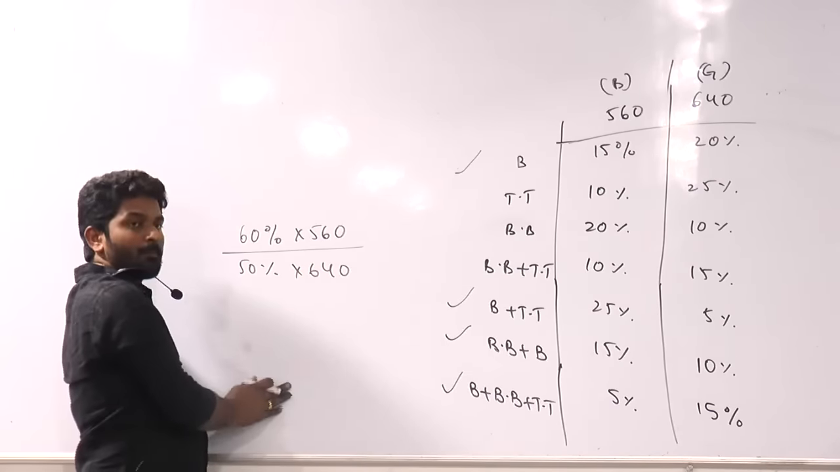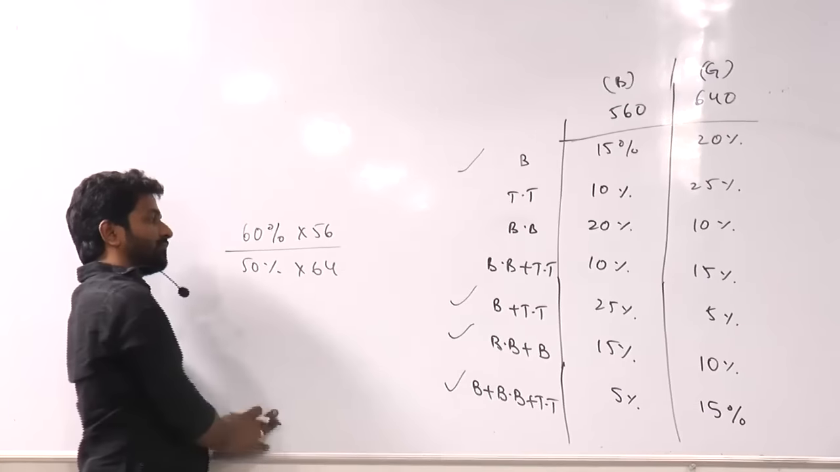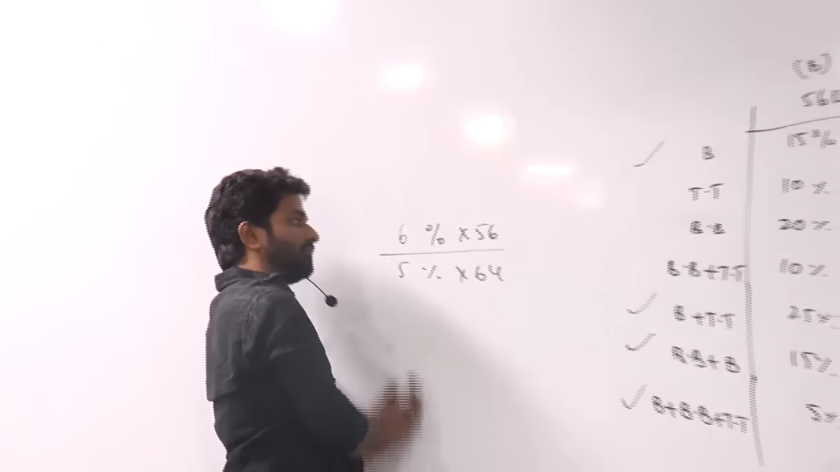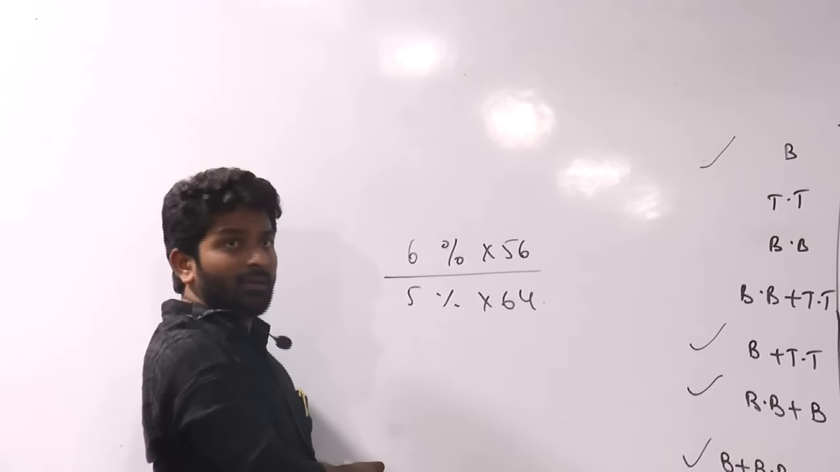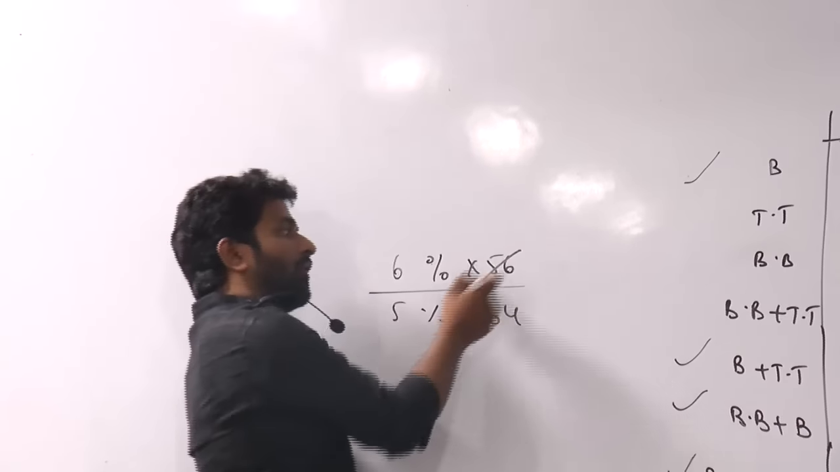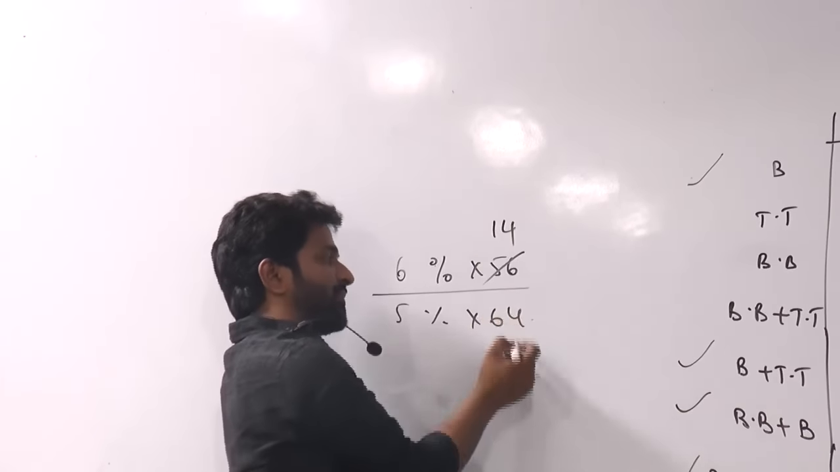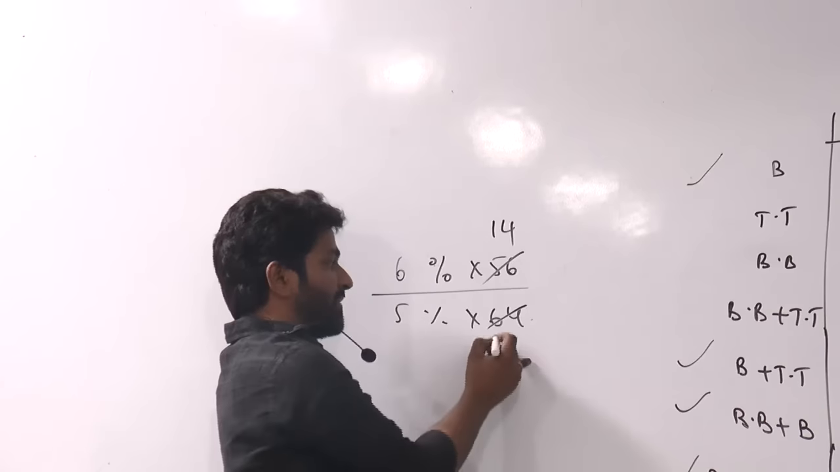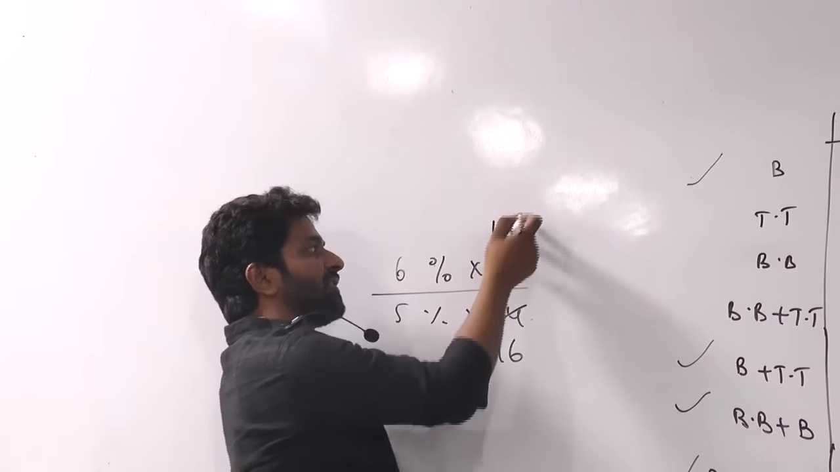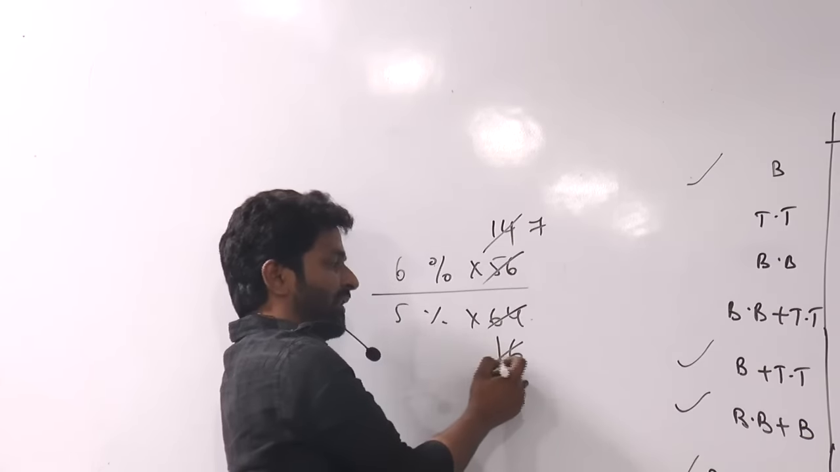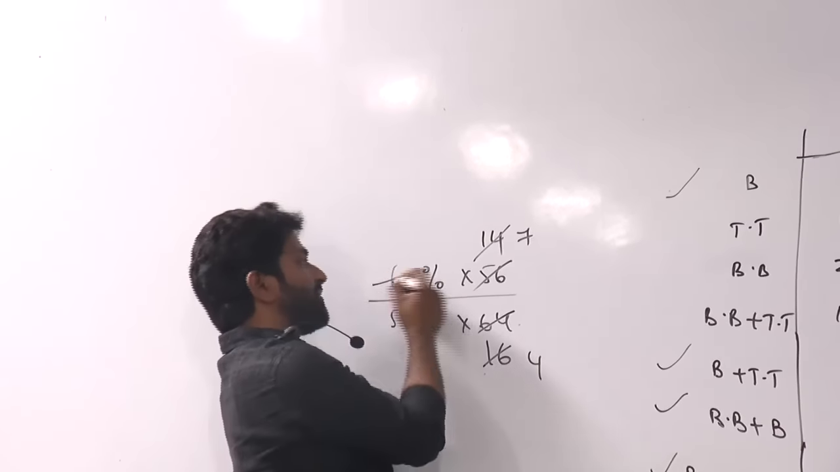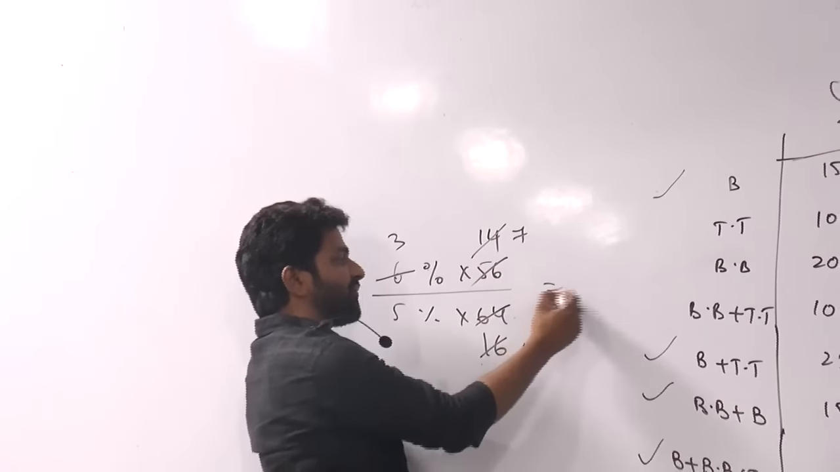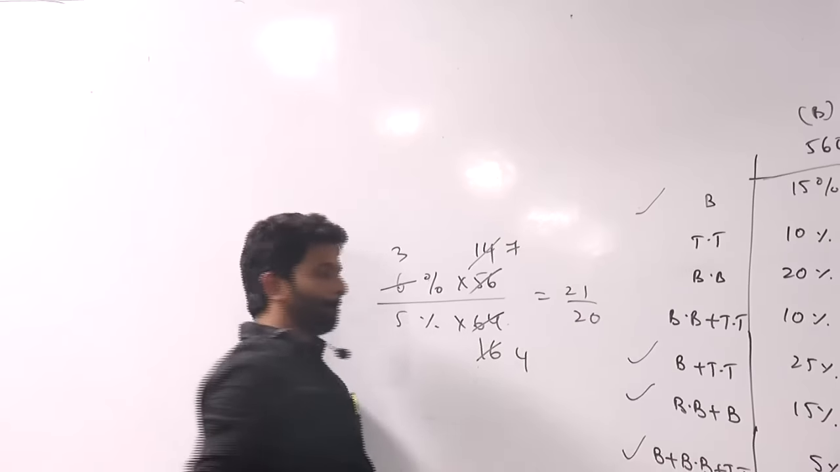640. 0, 0. 0, 0. Any more cancellations? 8? No. 4. 4 how many times? 14 times. 4 how many times? 16 times. Again cancellation? 7 times. 8 times. Again cancellation with 2. 4 times. 3 times. 7 3s 21 by 20.